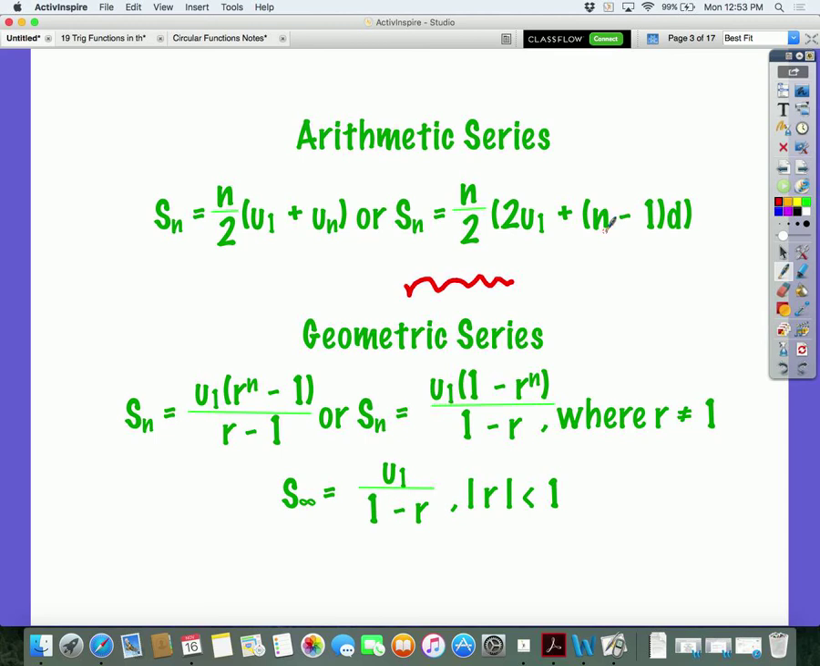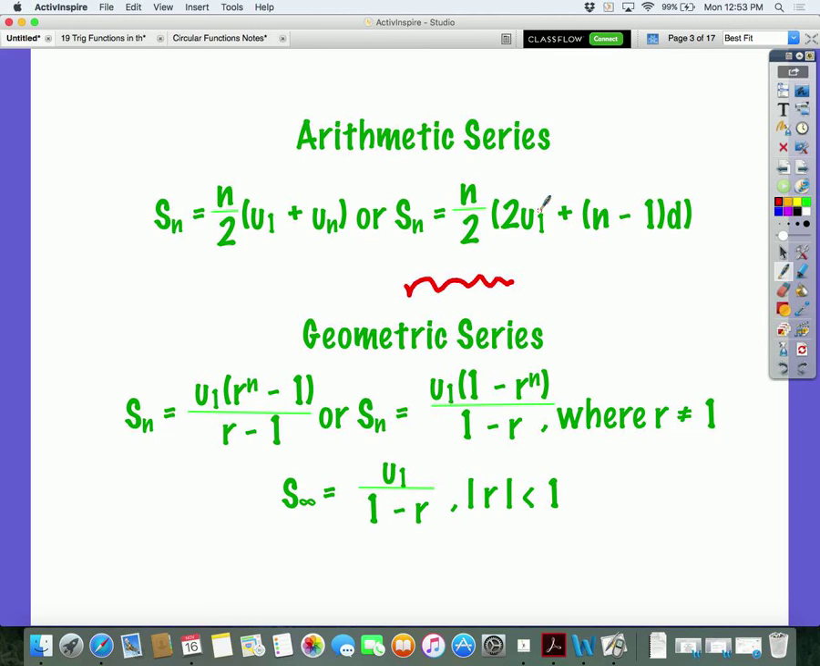However, say you didn't have your 20th term, but you knew your first term and you could figure out your common difference. Well, then you would want to use this particular formula because all you need to know is your first term, your number of terms, and your common difference.